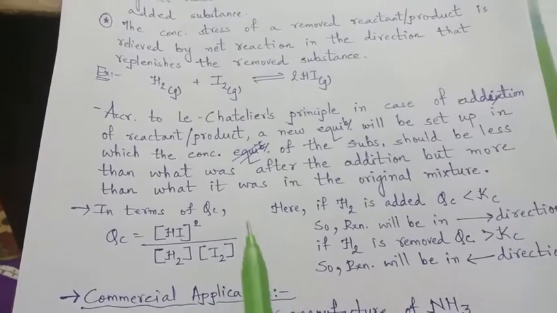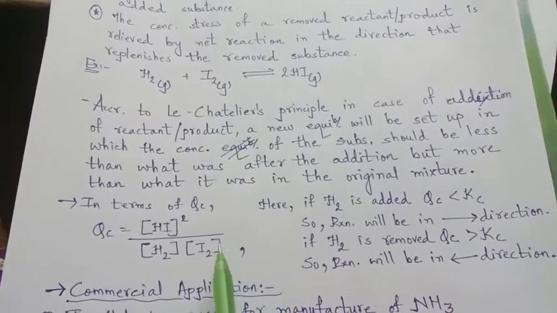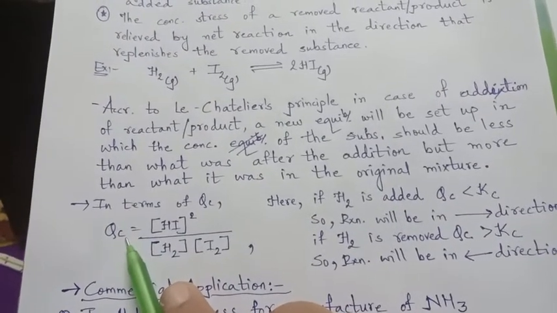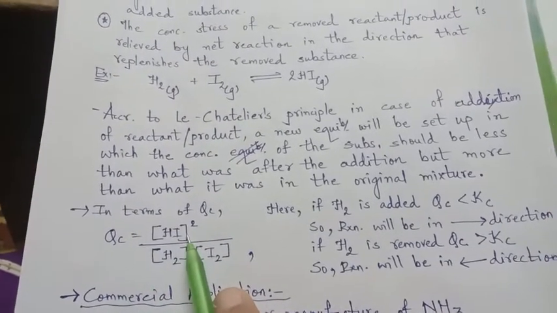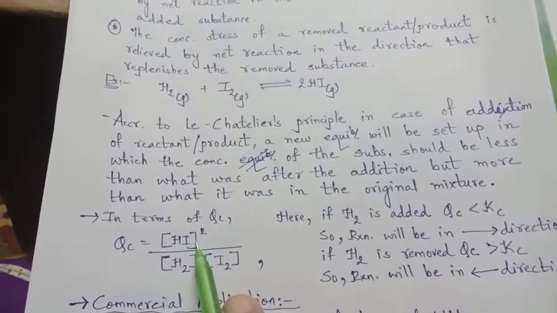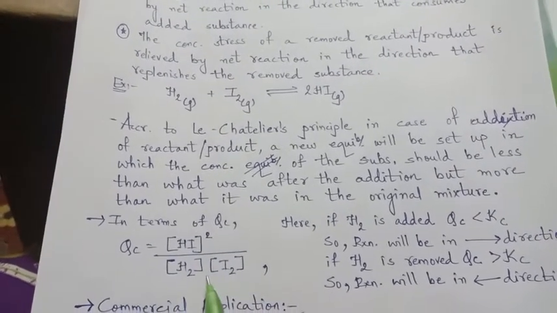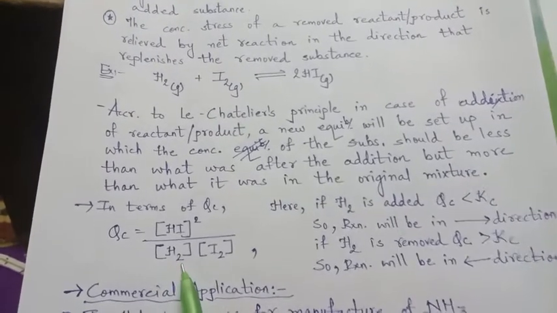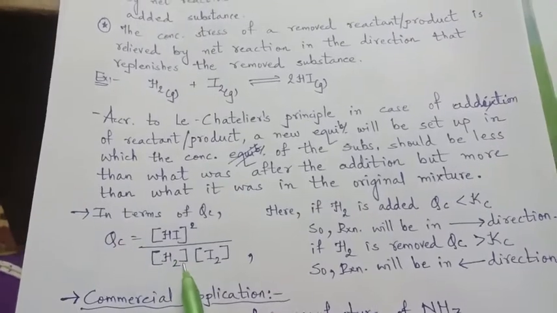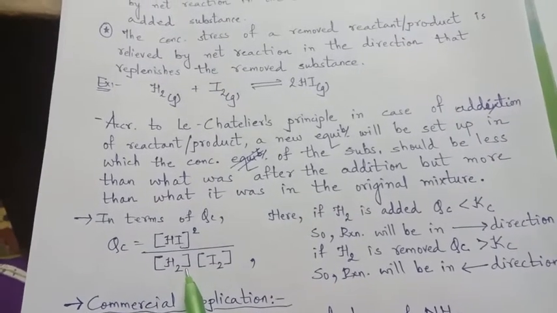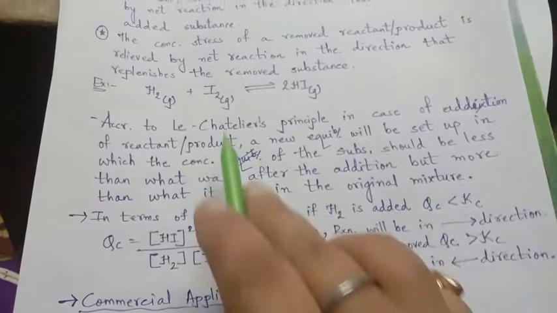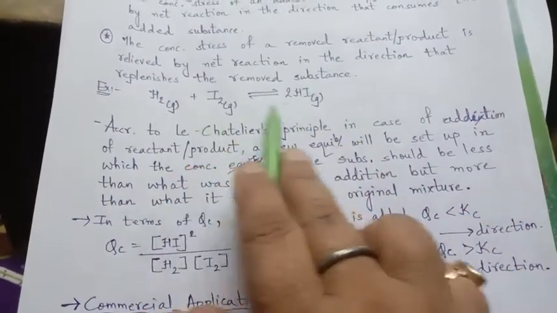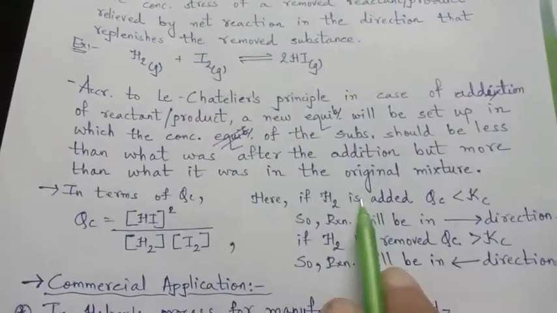But Kc is the value which is calculated only at the equilibrium. And for Qc and Kc, the calculation is the multiplication of the products upon the multiplication of the reactants. Now here, H2 is a reactant. If H2 is added, then what happens? The reactant will start reacting a lot and give more and more product. That means the reaction will be in the forward direction.